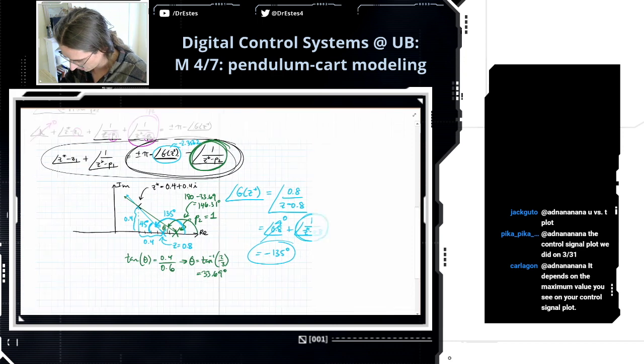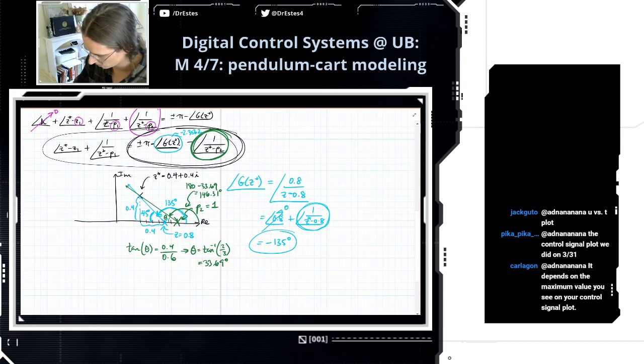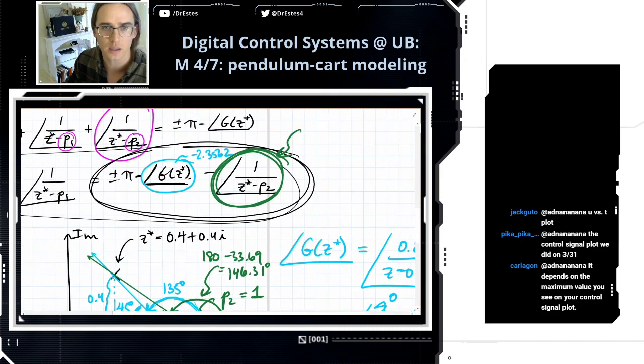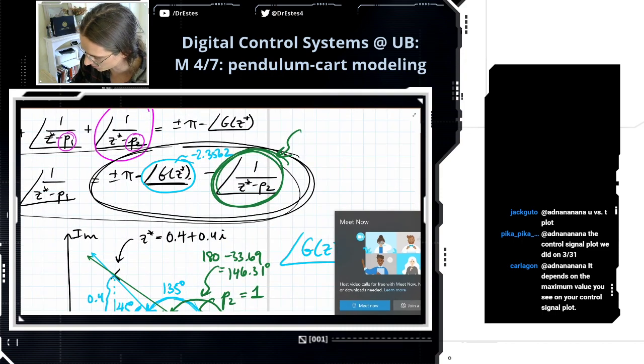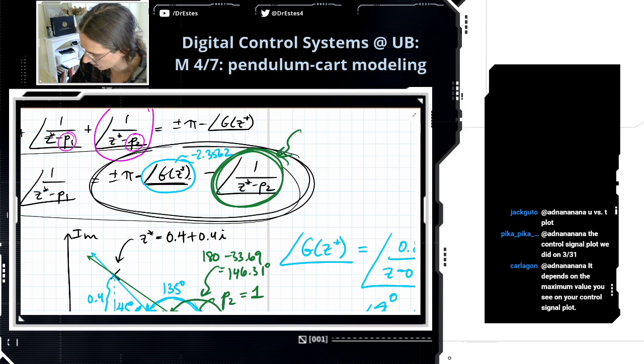Okay, so now, remember, this is going to be the same thing as what we had with G, because we're subtracting a negative number. Let's convert 146 to radians. I have to multiply that by pi divided by 180. So this is minus 2.5536 radians.